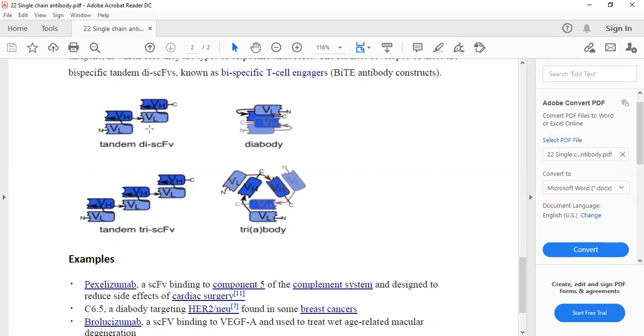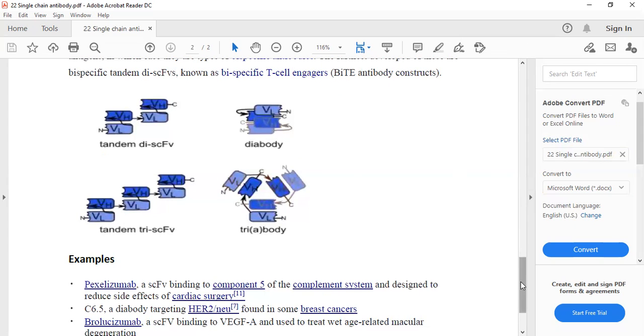This is just for our simplicity, but actually it will look different. VL will look like this in the 3D formulation, and when these two are combined by another single chain variable fragment, it will be like this. A tri single chain variable fragment like this. That will lead to the original structure.